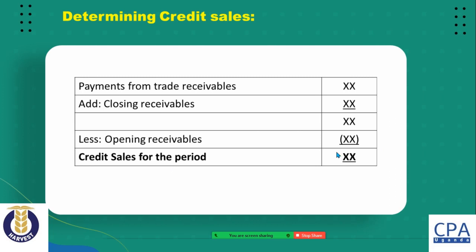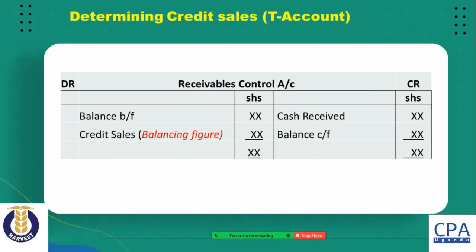If you don't want this vertical format, you can use the T format. The same thing, the T account. Because it is a receivable, it is an asset. The opening balance is on the debit, balance brought forward, closing balance on the credit. Cash received from the customers is a credit because you want to reduce the obligation. The balancing figure are the credit sales.